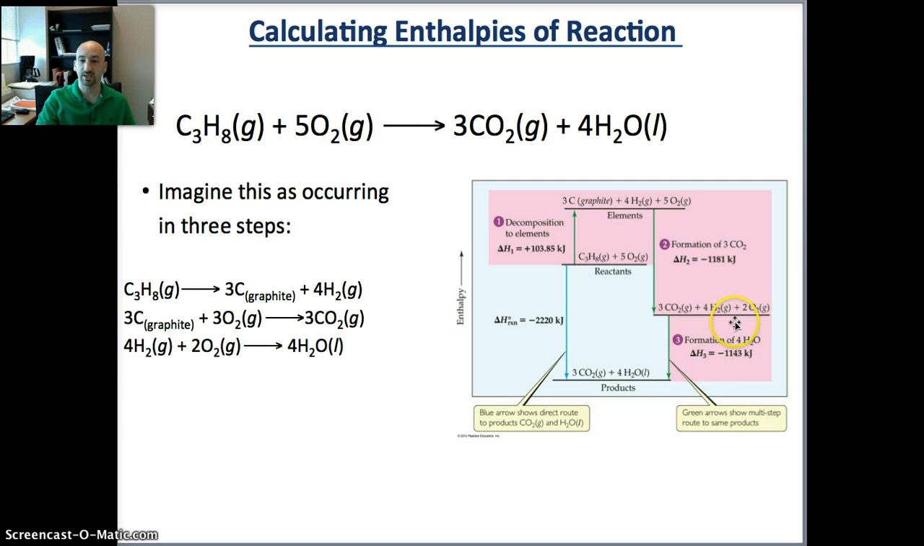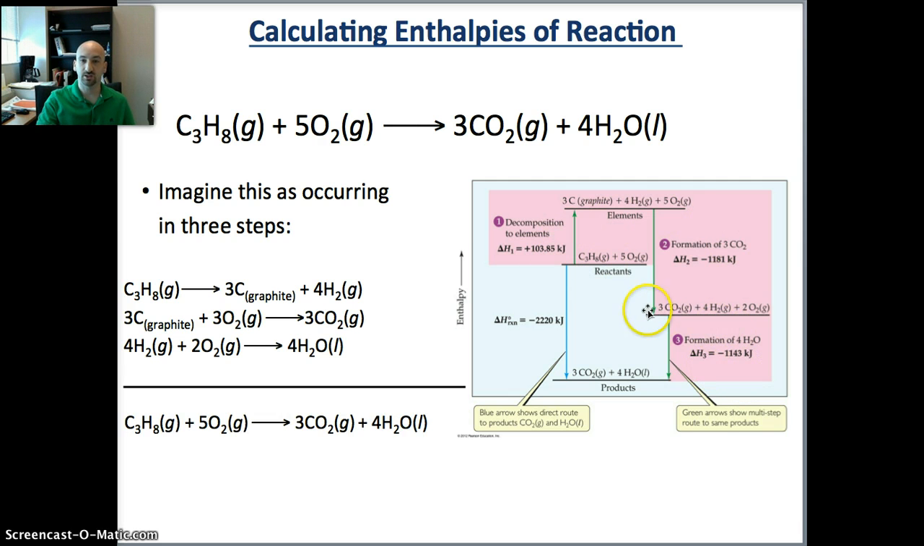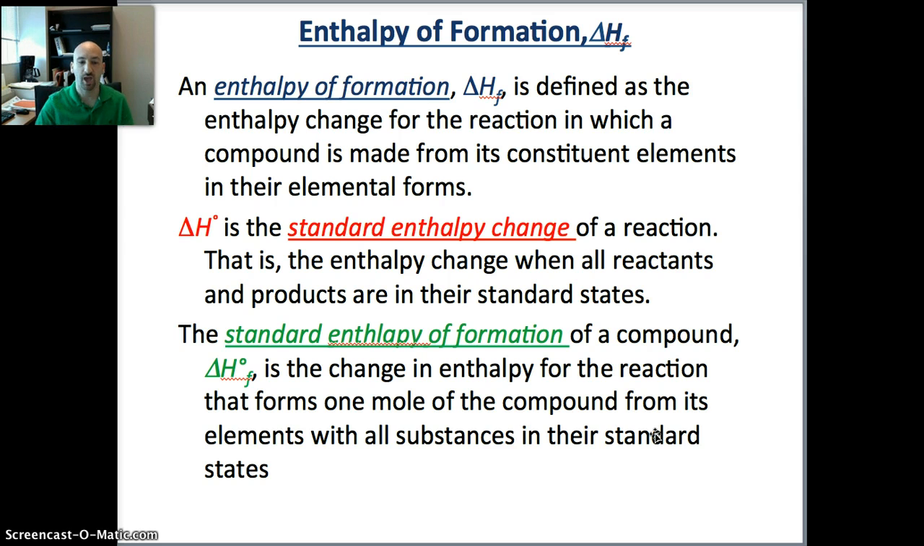If we add these 3 together, what we find is we get this overall reaction, which has a delta H naught, or delta H of the reaction, of minus 2,220 kilojoules. So you just add everything up. That's basically what it comes down to when you use Hess's law and you have separate equations or separate steps in a reaction.